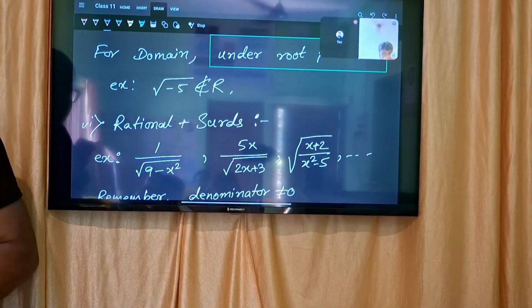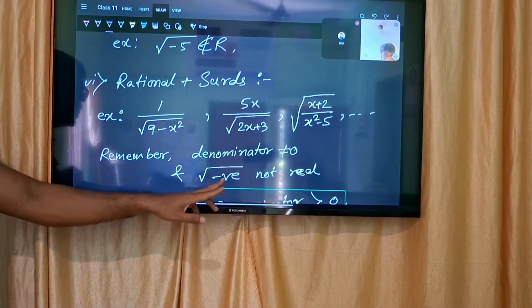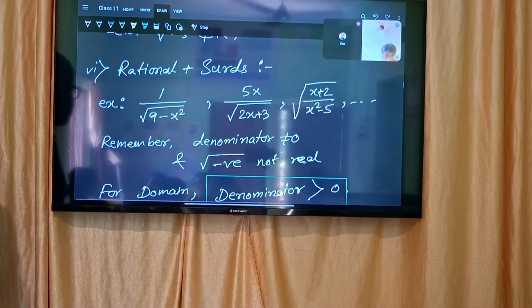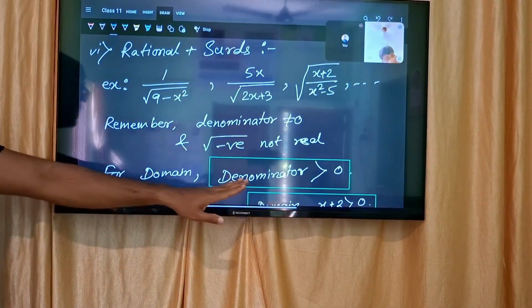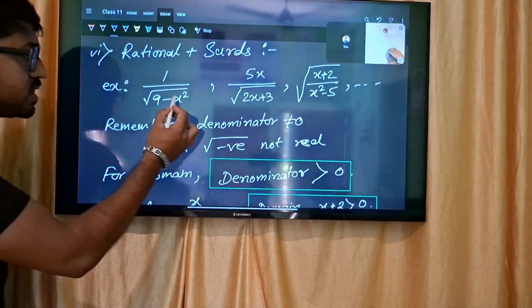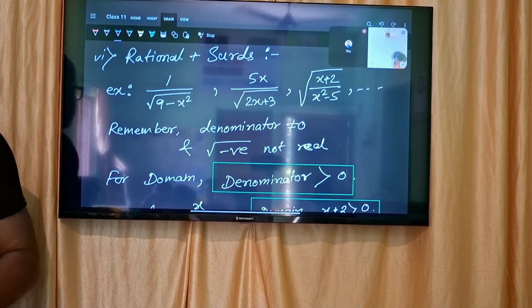That means only greater than 0. So remember, denominator not equal to 0 and root under negative is not real. So it will not be negative and it will not be 0, so it will be only greater than 0. For domain, I will write the denominator greater than 0 for this kind of function, and then I will try to find the set of values of x.